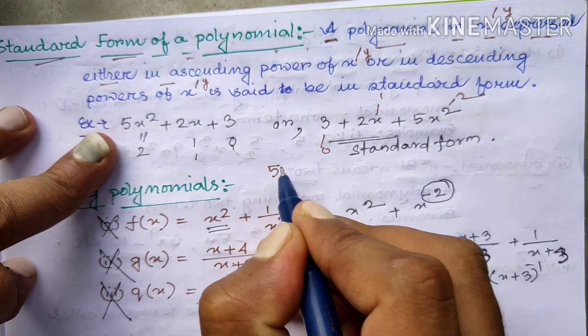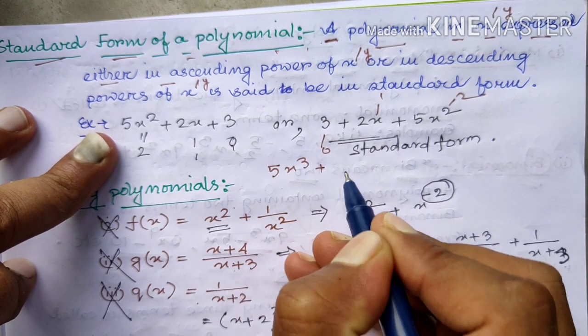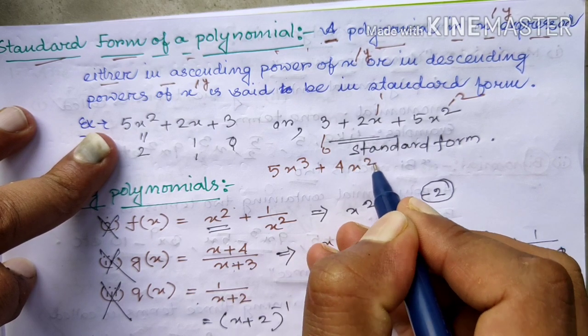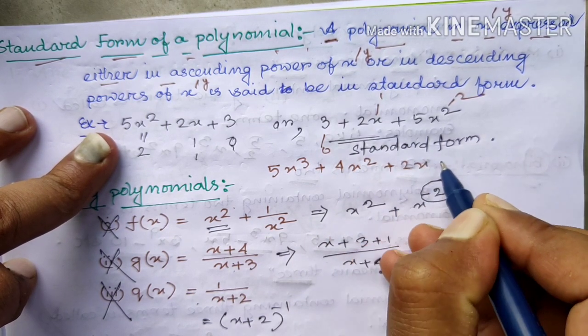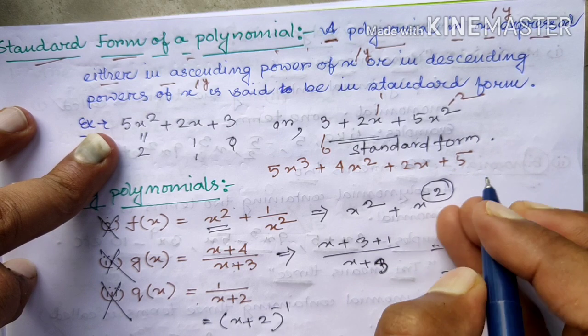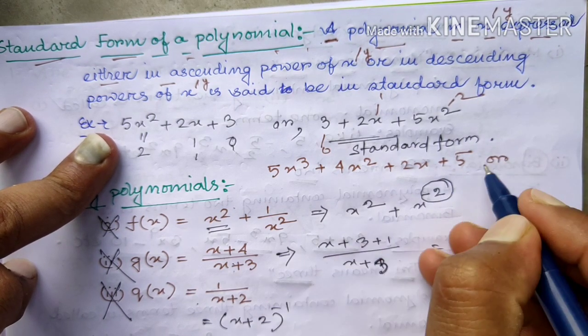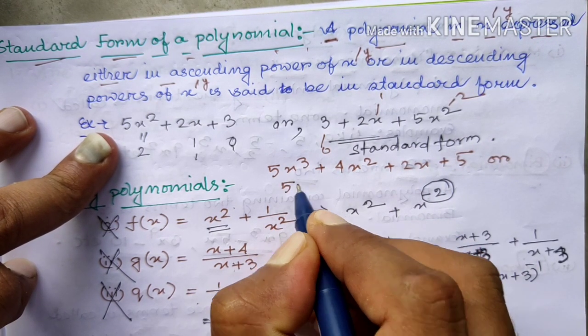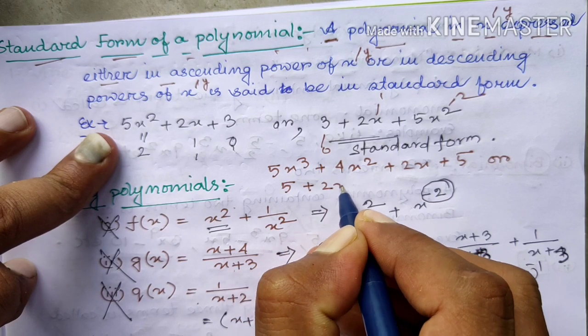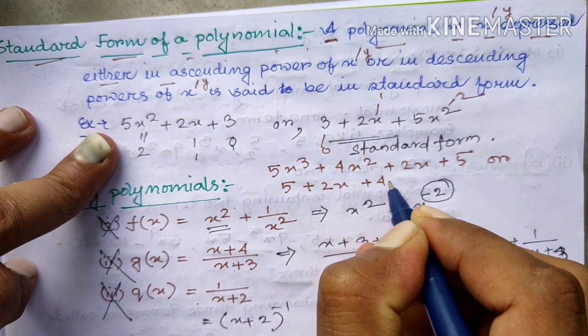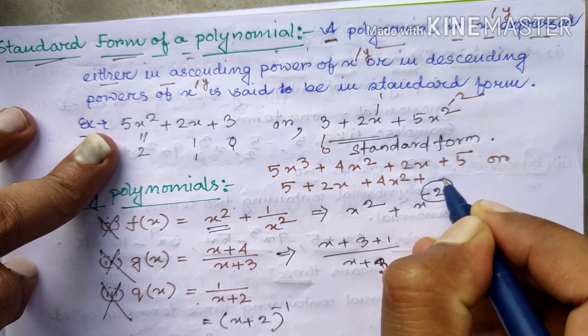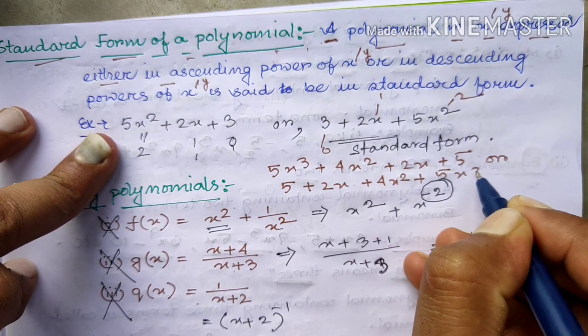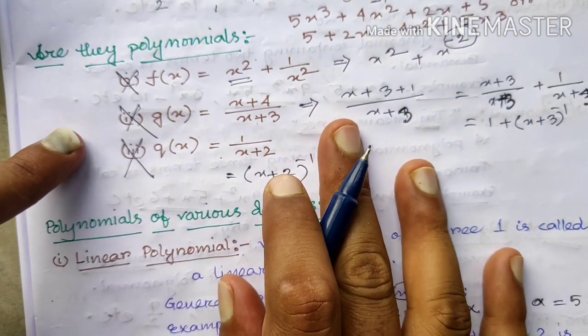Here is an example of standard form. 5x cube plus 4x square plus 2x plus 5, or you may write this as 5 plus 2x plus 4x square plus 5x cube. Both are in standard form.